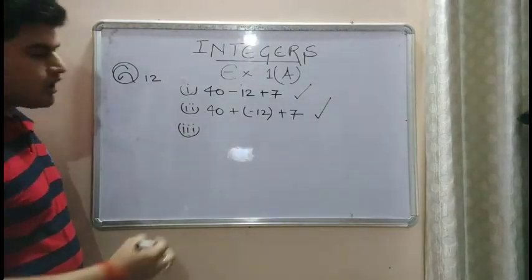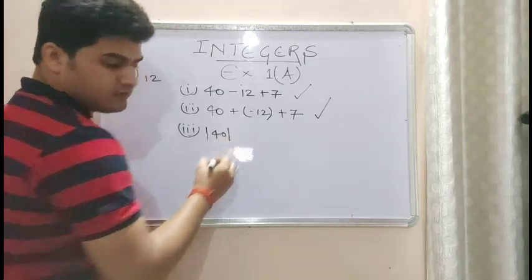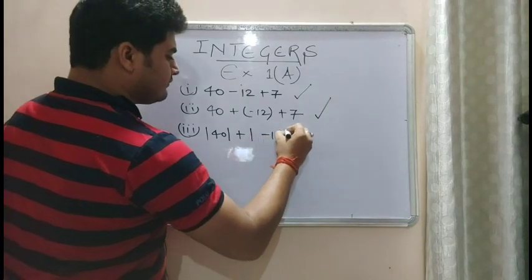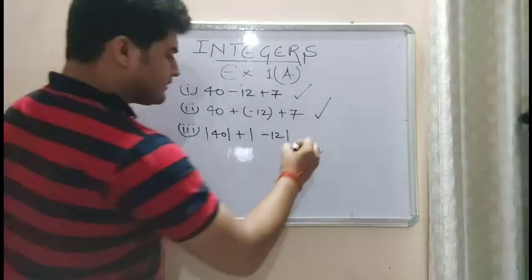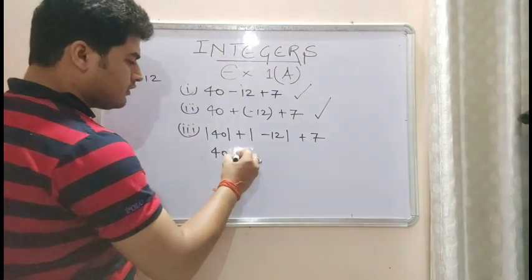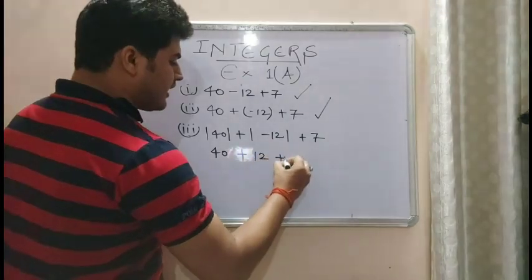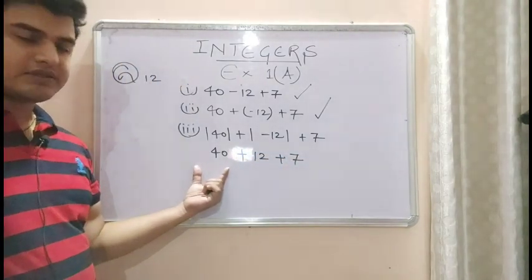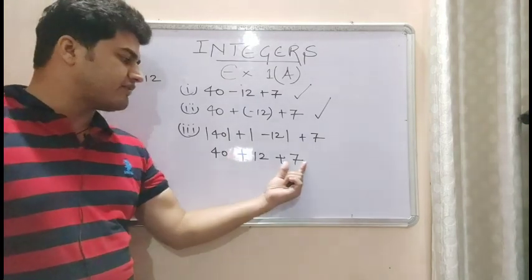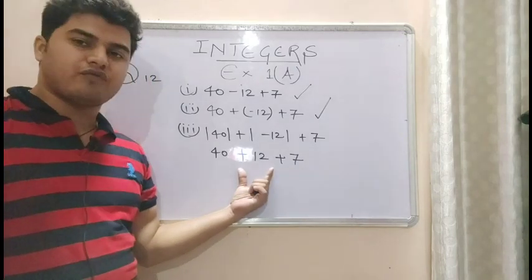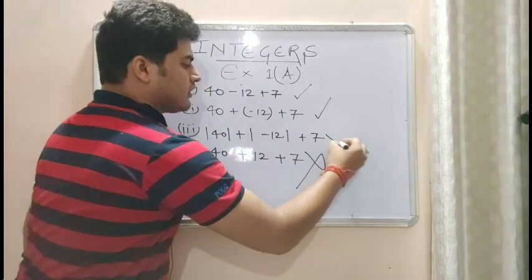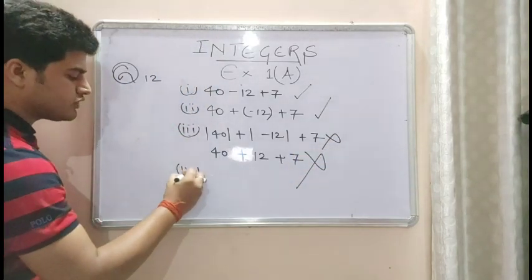Third expression is mod of 40 plus mod of minus 12 plus 7. Now what will happen? Mod of 40 will give you a positive 40. Mod of minus 12 will give you positive 12 and then plus 7. So 40 is your total marks. 12 should be deducted, but it is here being added, and 7 is added for creativity. But here 12, for incorrect grammar, should be subtracted, but it is being added, so it is incorrect. So the third option is incorrect. Let us check the fourth one also.